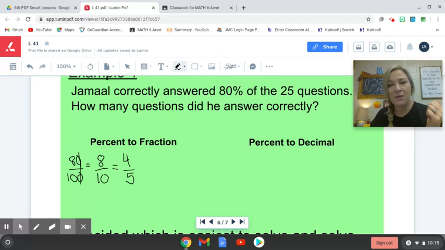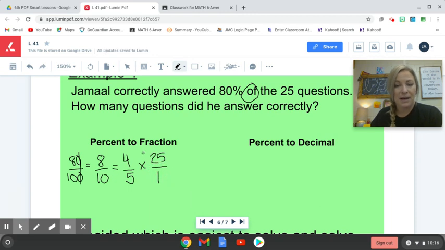So I've figured out what 80% is as a fraction right here. And now I need to continue to do my work. 80% of the 25 questions. Here's that word again, of. Of means times, right? It means to multiply. 80% of 25 questions. So 25 is the number I need to work with, but I'm working with fractions, so I'm going to set 25 up as a fraction to make my work easier. 25 is the same thing as 25 out of 1, or 25 over 1.